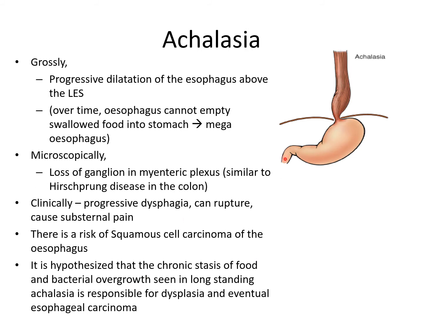Patients with achalasia will have progressive dilatation of the esophagus above the lower esophageal sphincter. Over time, the esophagus cannot empty the swallowed food into the stomach, and this causes megaesophagus. Microscopically, there will be loss of ganglion in the myenteric plexus of the esophagus, and clinically, this will present as progressive dysphagia. It can rupture and cause substernal pain. There is a risk for squamous cell carcinoma to occur in the esophagus.